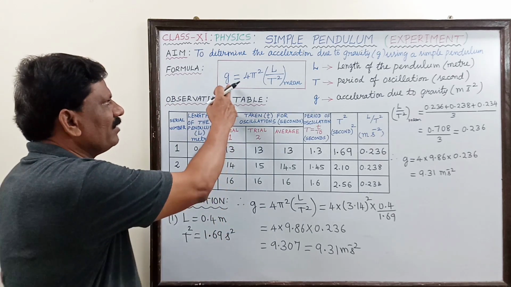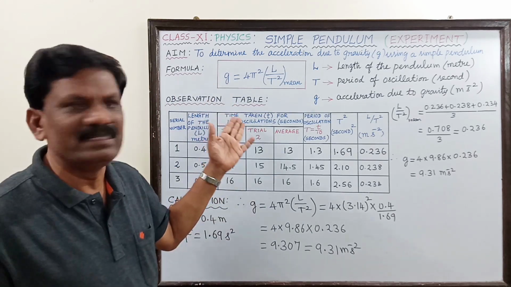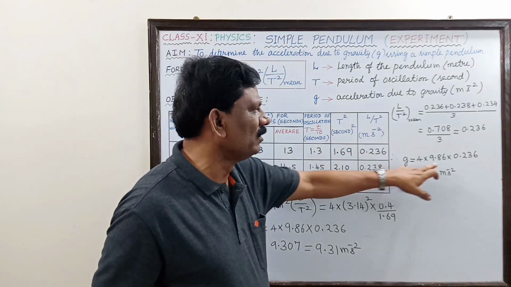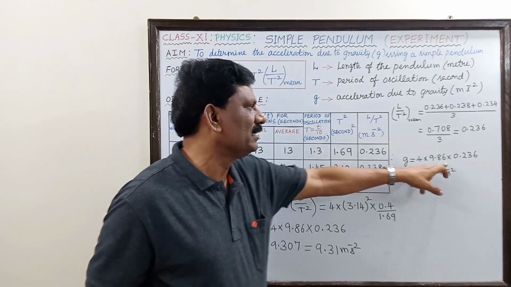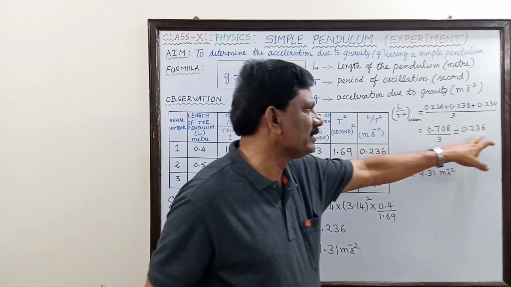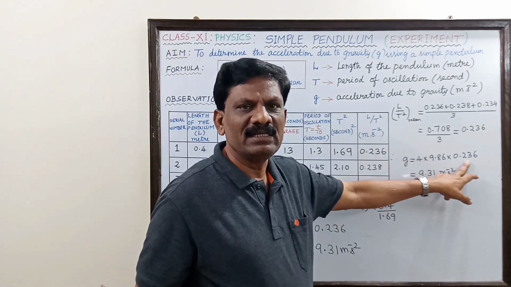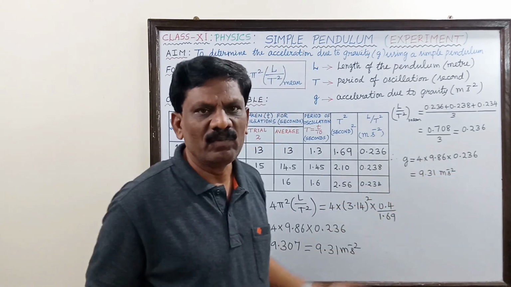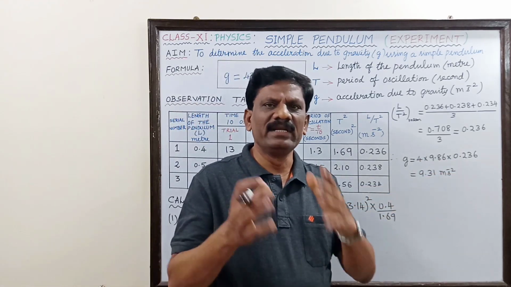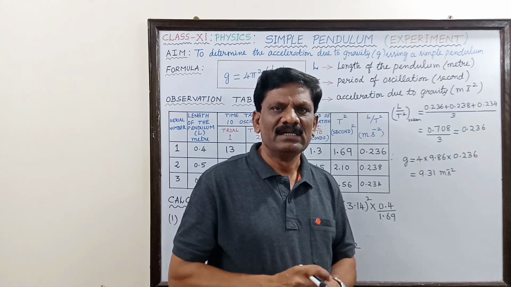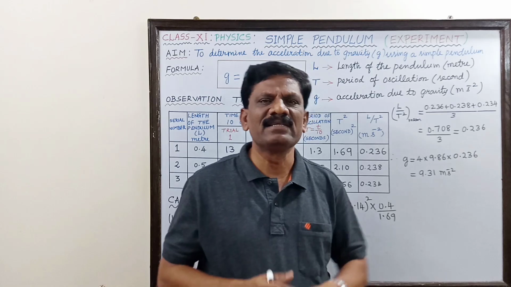So as per the given formula, the acceleration due to gravity G must be equal to what? 4 into pi square. That is 4 into 9.86 multiplied by the mean value of L by T square, which is 0.236. So if you multiply, what we are getting is what? 9.31 only. You need not worry that it should be exactly 9.8 like that, okay. There are so many possibilities of errors.